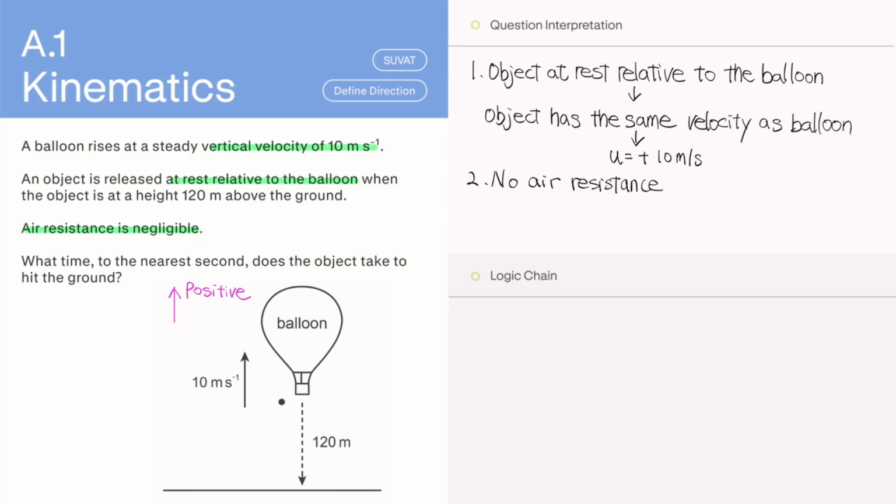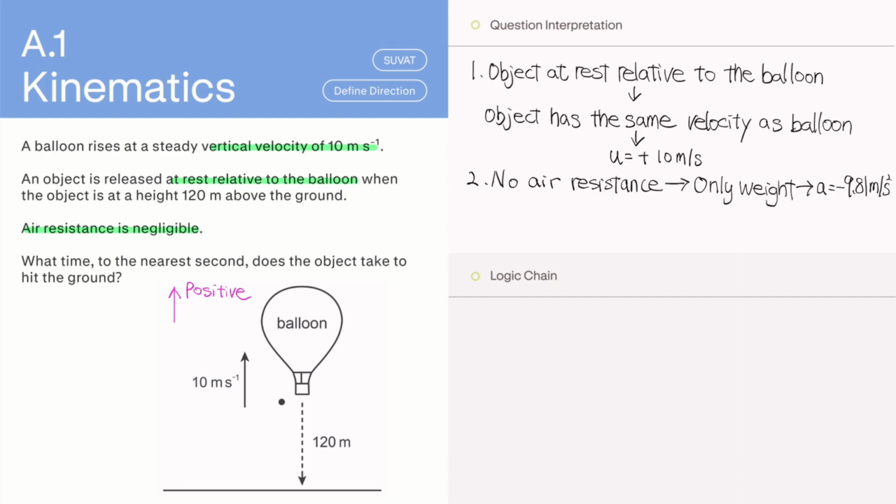Next, the question says there is no air resistance. That tells us weight is the only force acting on the object after release, so the object experiences the acceleration due to gravity, which is 9.81 meters per second squared, downwards. I made a mistake here. Did you see it? As we've defined upwards as the positive direction, this 9.81 should be negative. If you're following so far, you're doing great.